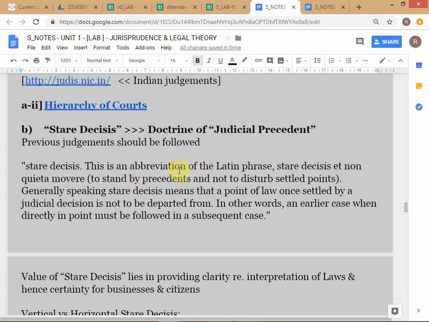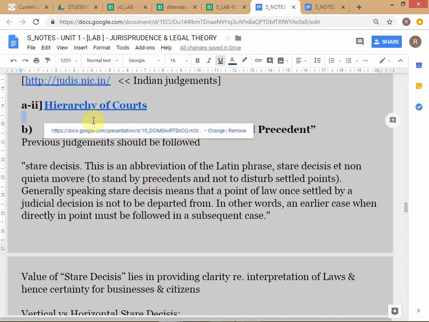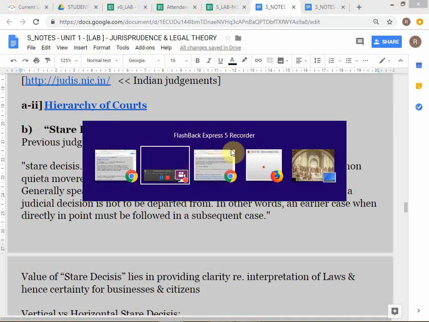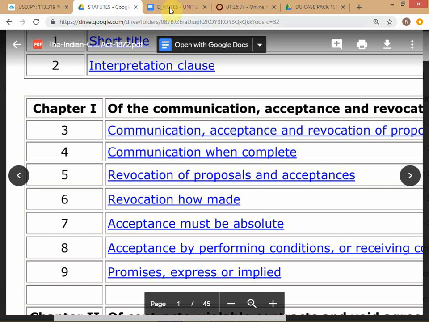Okay, guys. So we started on stare decisis. Did we? We didn't start. Okay, so we just kind of stopped at hierarchy of courts. Okay, fine. Let's do this then. Let me also go and open the Glanville Williams article.